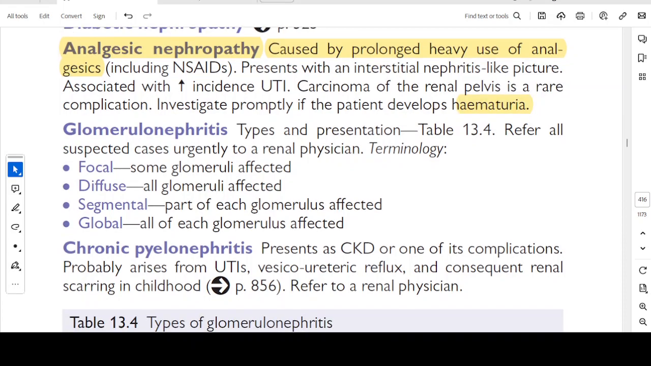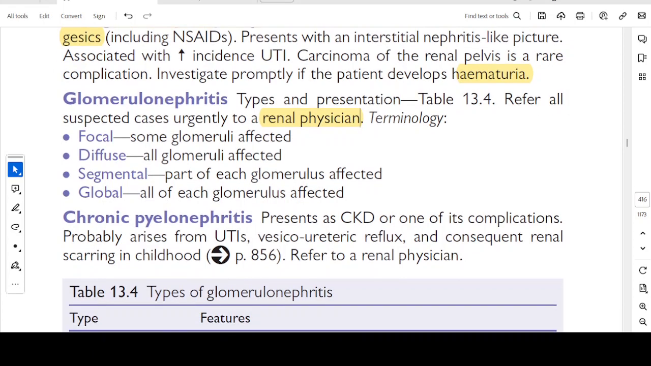Glomerulonephritis. Types and presentation, table 13.4. Refer all suspected cases urgently to a renal physician. If you are suspecting glomerulonephritis, refer to a renal physician. So glomerulonephritis can present with hematuria or edema or high BP, either with nephrotic syndrome or nephritic syndrome.